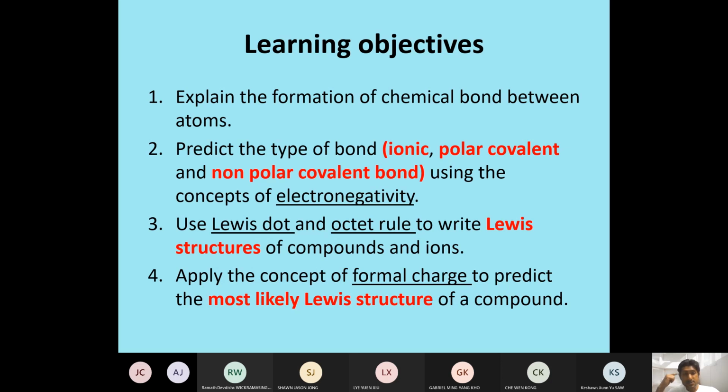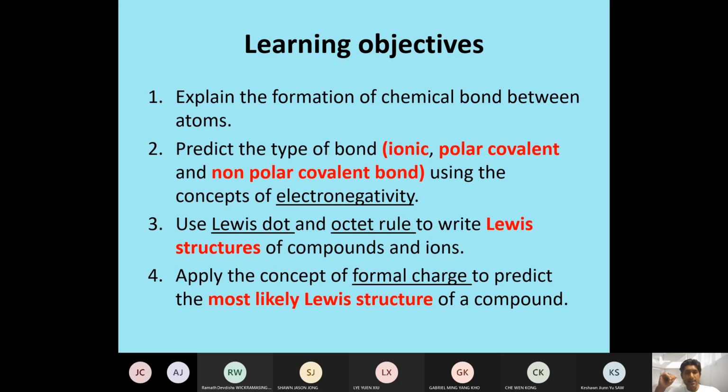Apply the concept of formal charge to predict the most likely Lewis structure of a compound. So Lewis structure is another thing: Lewis dots or Lewis structure. The Lewis structure will also tell us which could be the most stable among the different types of arrangement they have.